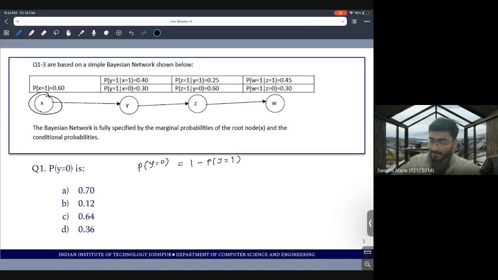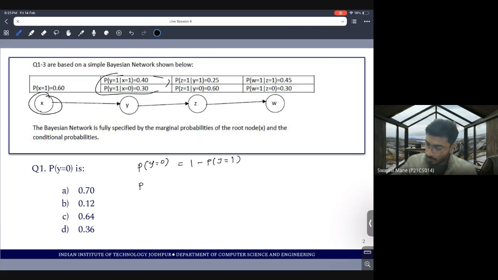So why am I writing like this? We will get to know in the subsequent explanation. Because we have the probability of y is equal to 1, we can calculate it by using this conditional probability. Here they have given the probability of y is equal to 1 given that x is equal to 1 and x is equal to 0. So based on that, we can calculate y is equal to 1.